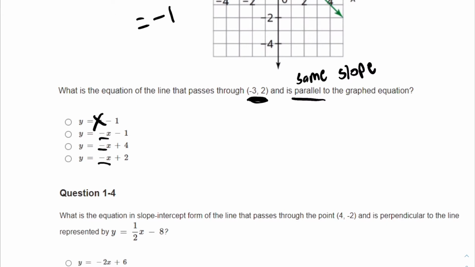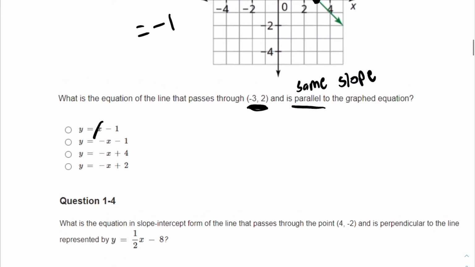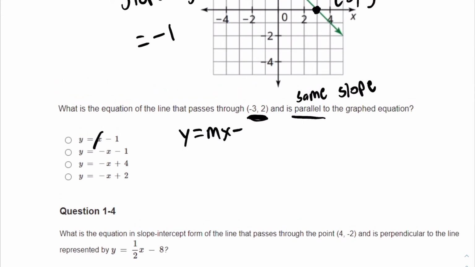That didn't give us any extra hints, except now that we do know the slope, we could write an equation in y equals mx plus b form, but we haven't really practiced that, so let's not do that. Instead, we're going to use y minus y1 equals m times x minus x1.